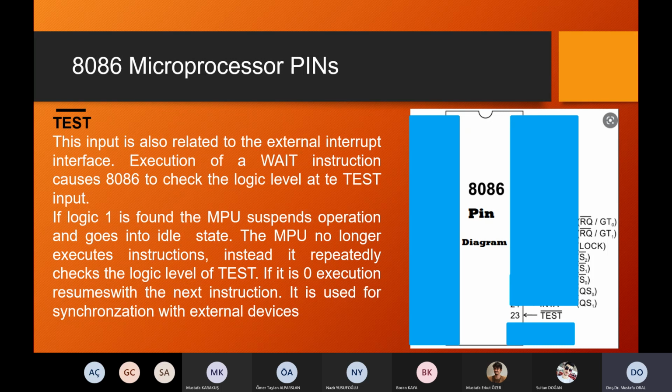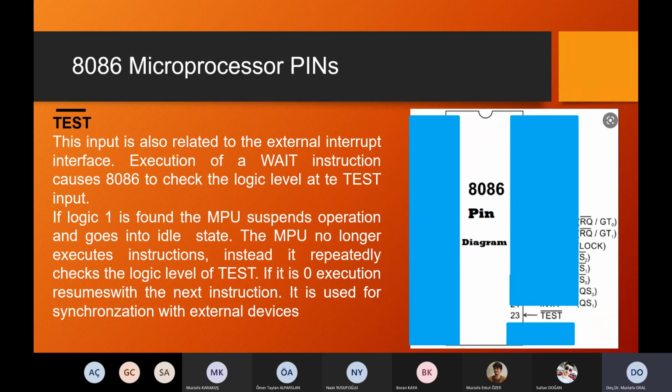The test input is also related to external interrupt interface. Execution of a wait instruction causes 8086 to check the logic level at the test input. If logic 1 is found, the microprocessor suspends operation and goes into what is known as the idle state. The 8086 no longer executes instructions. Instead, it repeatedly checks the logic level of the test input, waiting for its transition back to logic 0. As test switches to 0, execution resumes with the next instruction in the program.